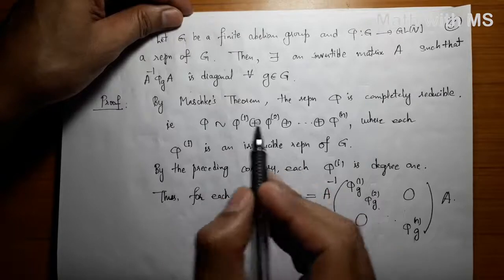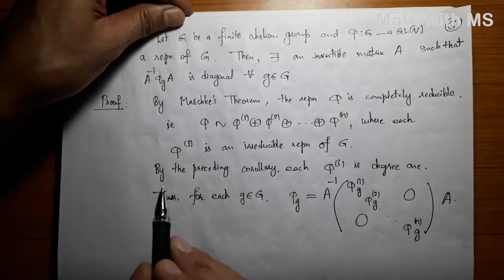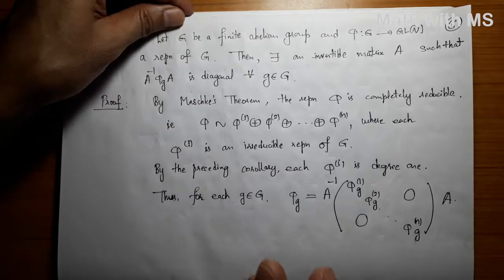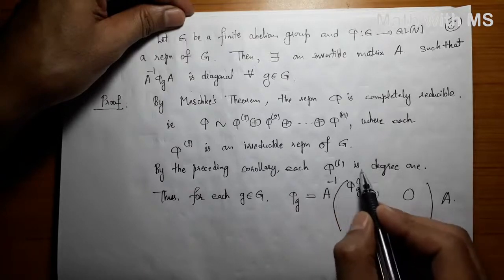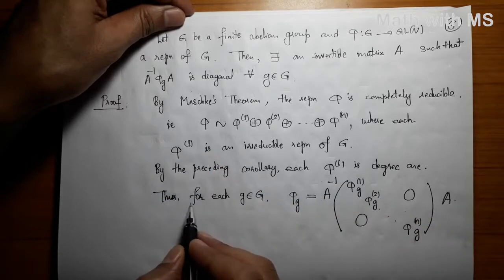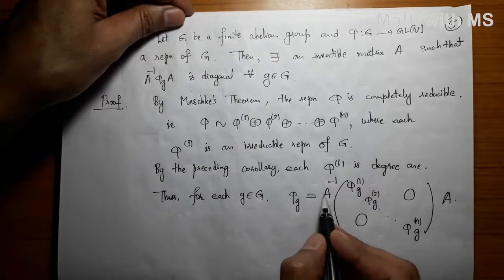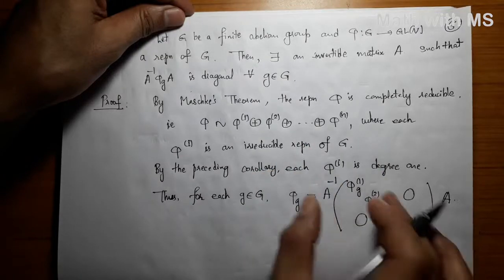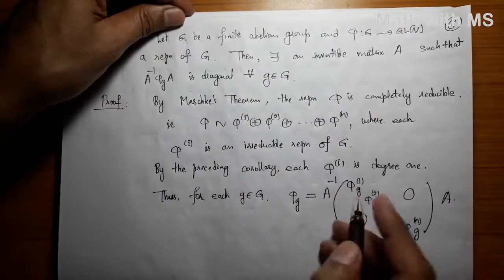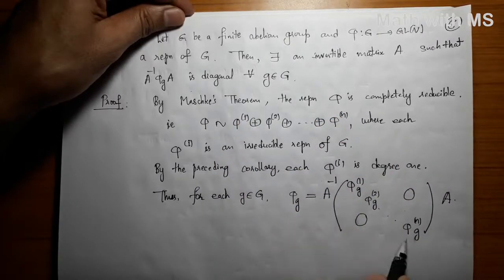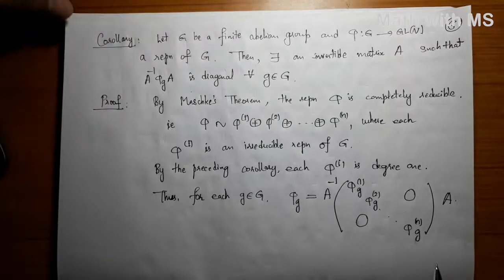But the preceding corollary tells you that every irreducible representation of an abelian group is of degree 1. That is, each of these phi i is actually degree 1. Phi i of little g is just a complex number. So therefore, for each g in G, phi sub g is A inverse times the matrix of the right hand side times A. But the matrix of this is just a block matrix, and each block is just of size 1 by 1. So phi g is actually equivalent to a diagonal matrix. This proves the corollary.